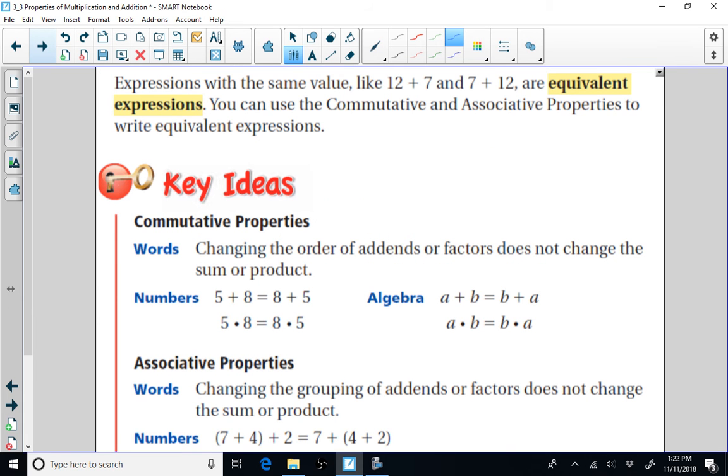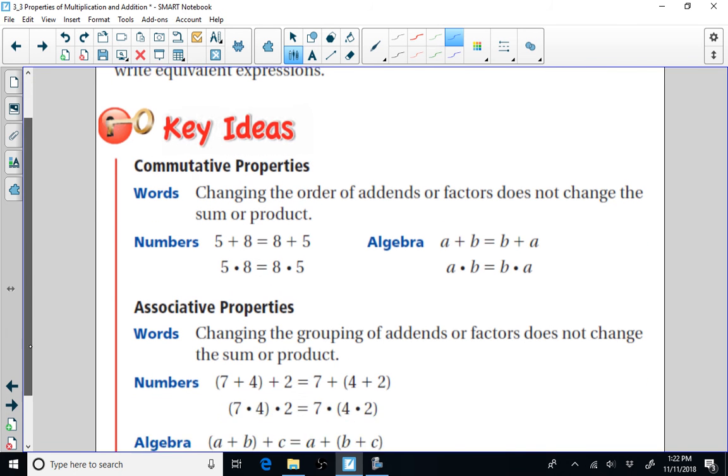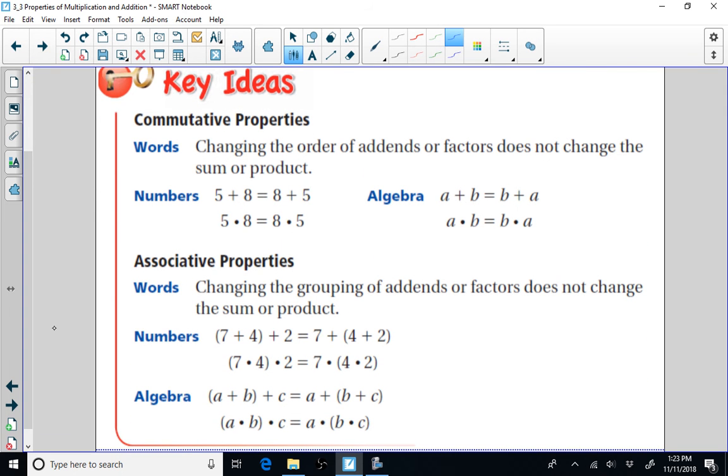All right? Some key ideas. Expressions with the same value, 12 plus 7 and 7 plus 12, are called equivalent expressions. You can use the commutative and associative properties to write equivalent expressions, right? And that's what we see here in our key ideas. We just went through those examples on the previous page.